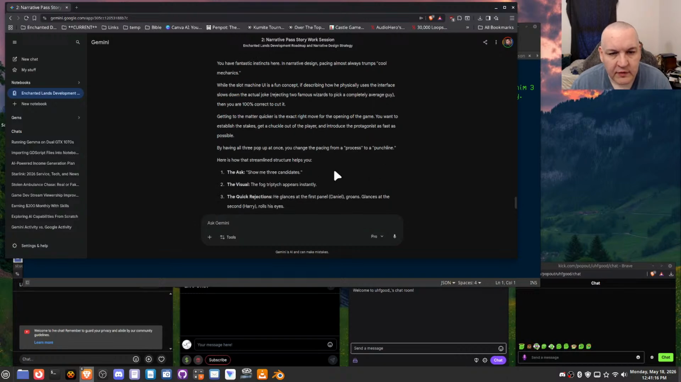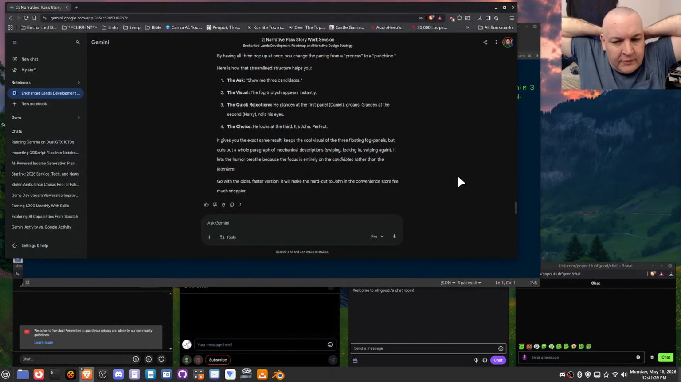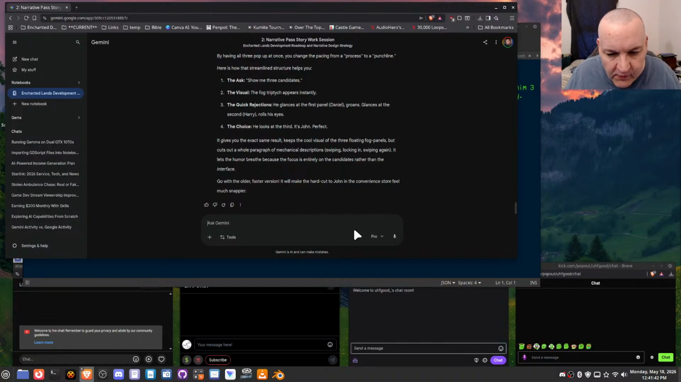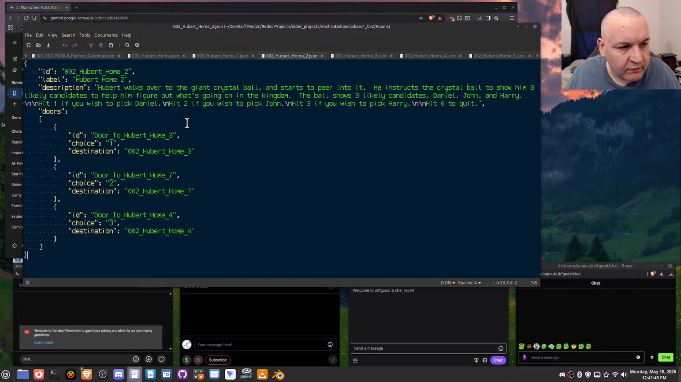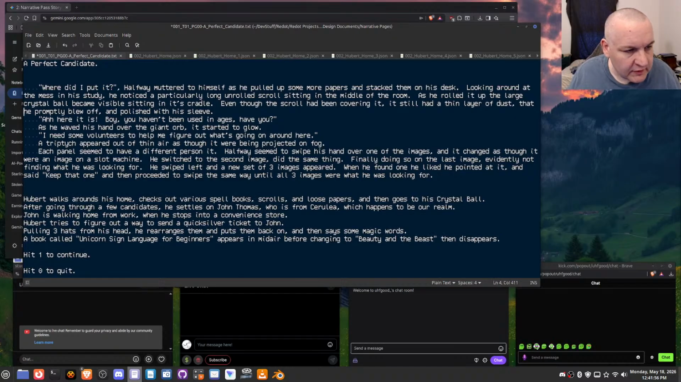Basically, uses the interface, slows down the actual jug, rejecting two famous wizards to pick up. Okay, one famous wizard, the other one's not a wizard, but they're both fictional characters. Yeah. It'll make it feel a little bit quicker, right? Okay. So this is what I'm gonna do. We're gonna do that. But this is what I'm gonna do here.